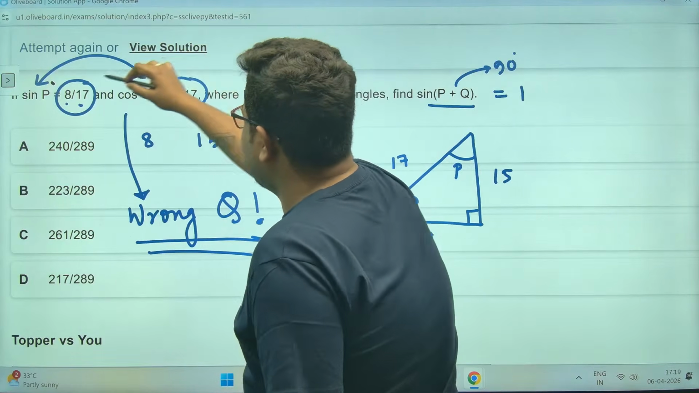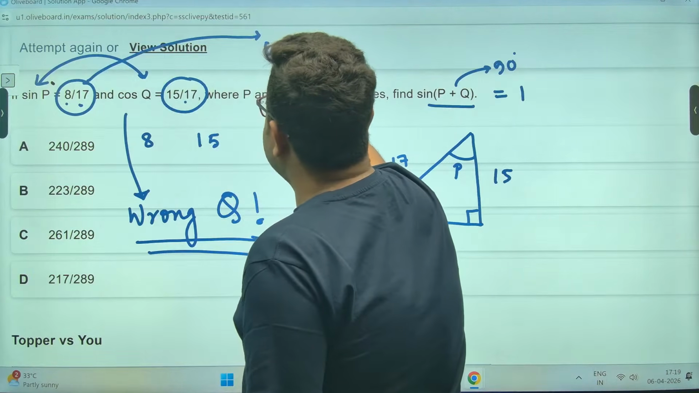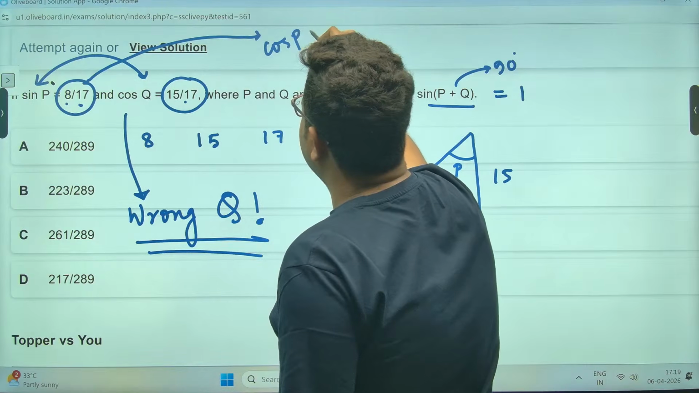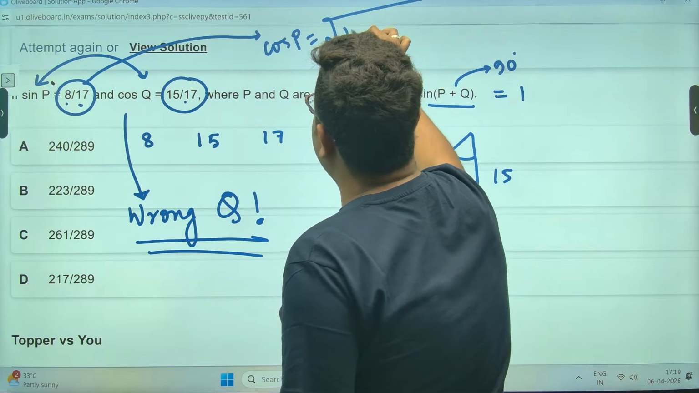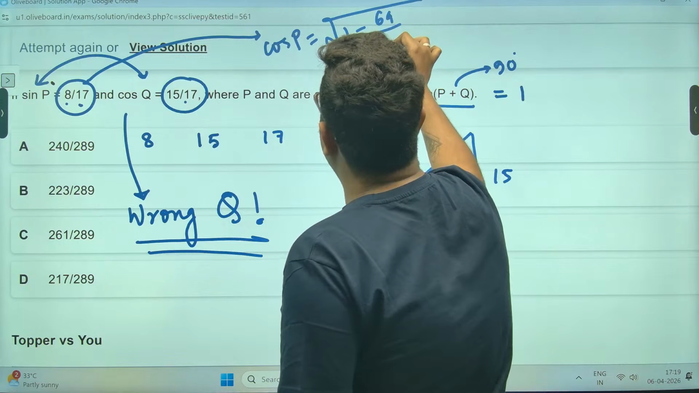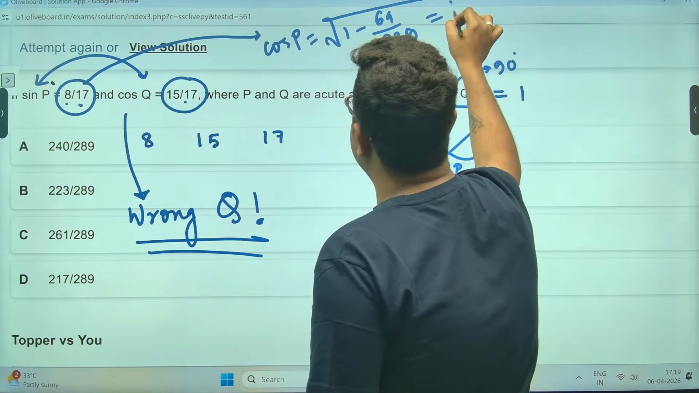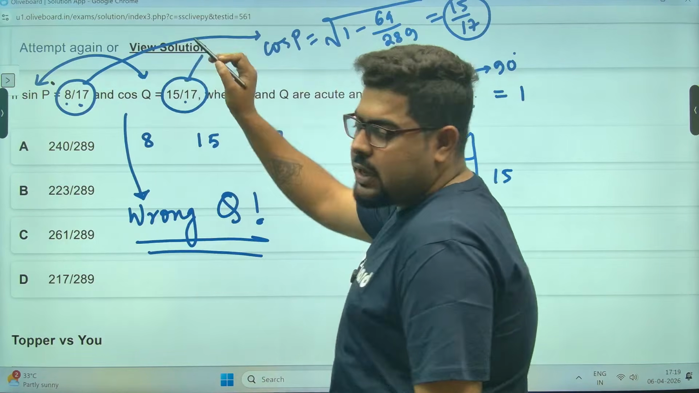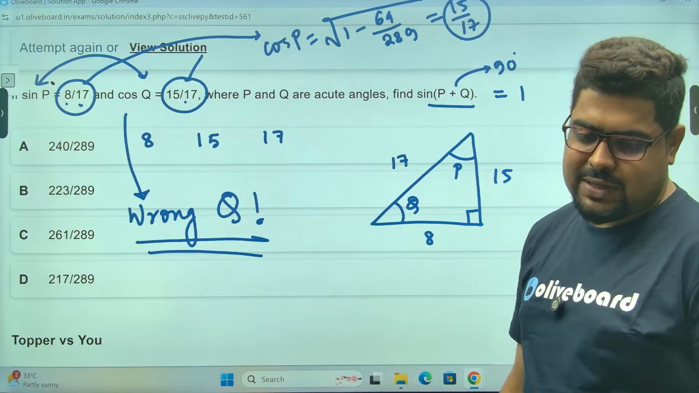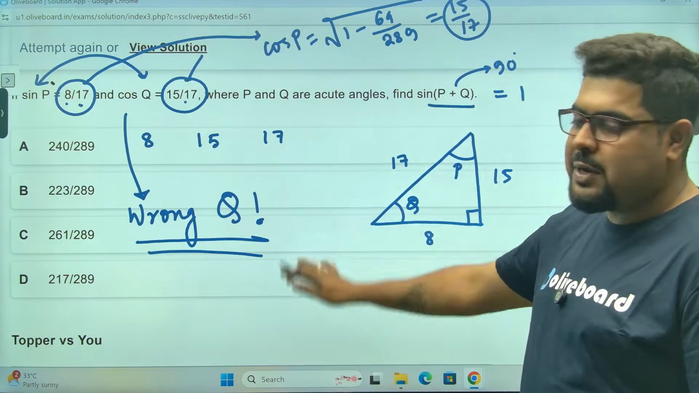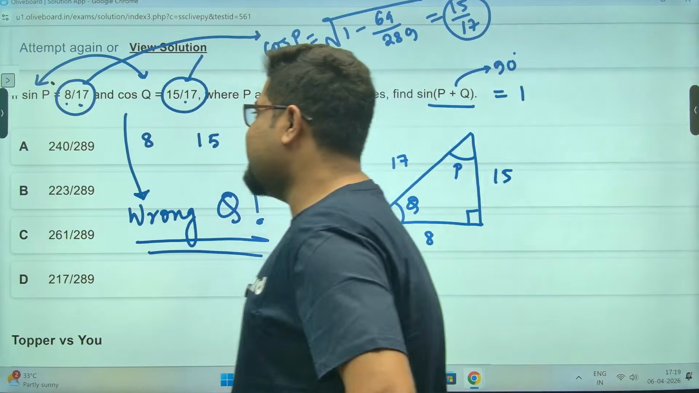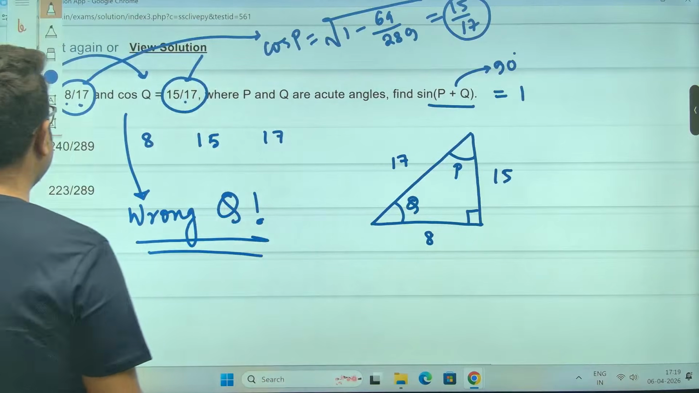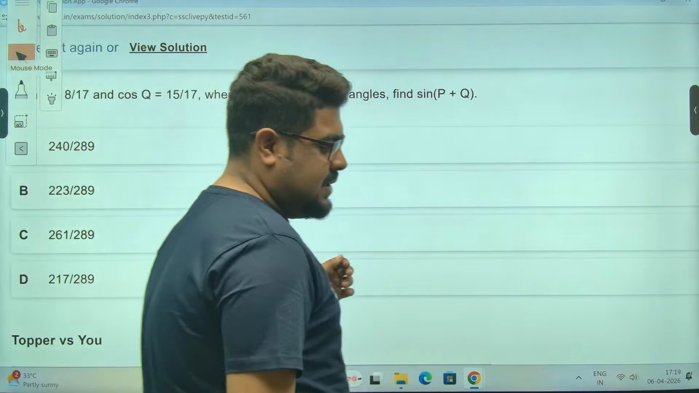sine P, if you just calculate normally cos P, it will be root over of 1 minus sine square P, 64 by 289. You will get, sir, 15 by 17. You will say, Arey, that is equal to the cos Q value already. How can this be? This is conceptually completely wrong. Completely wrong set of values. Just skip this question. Okay?